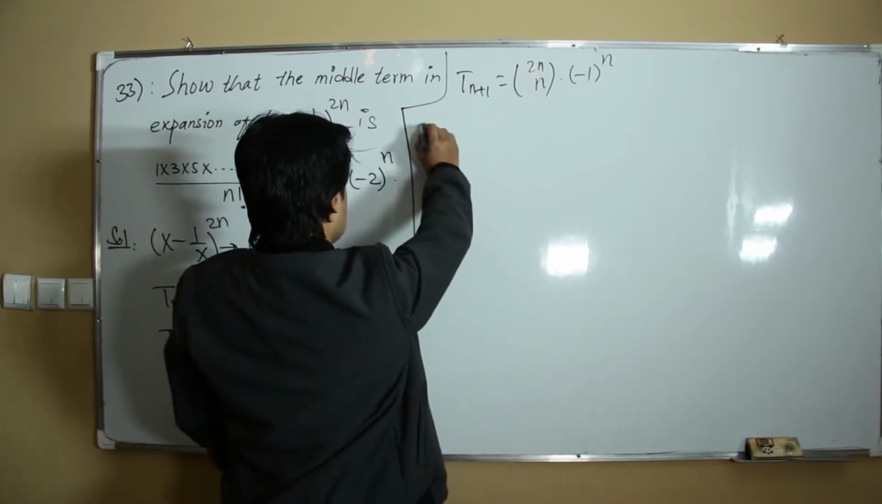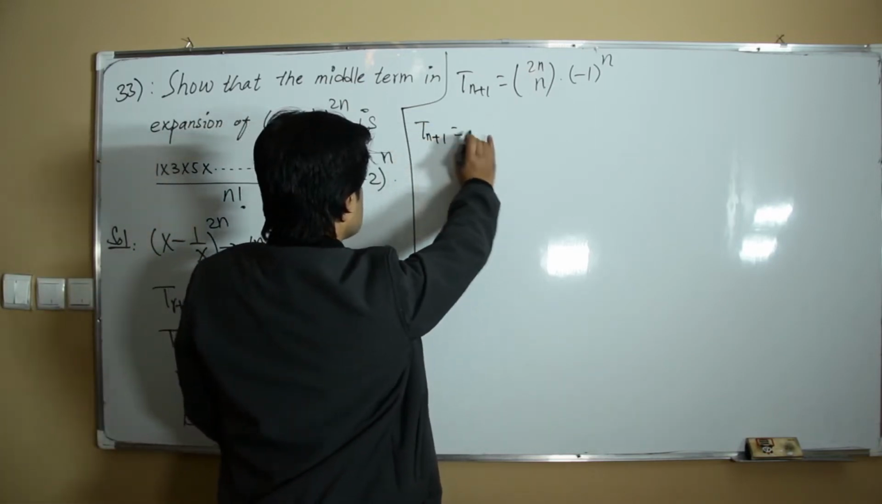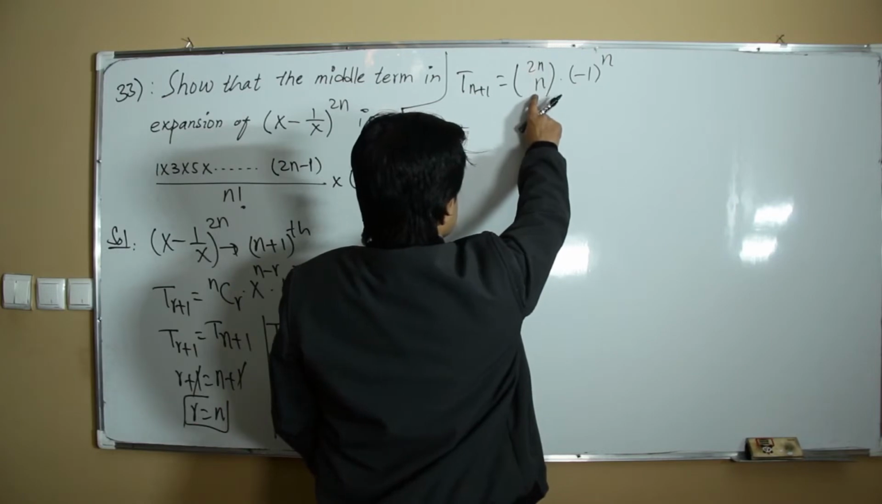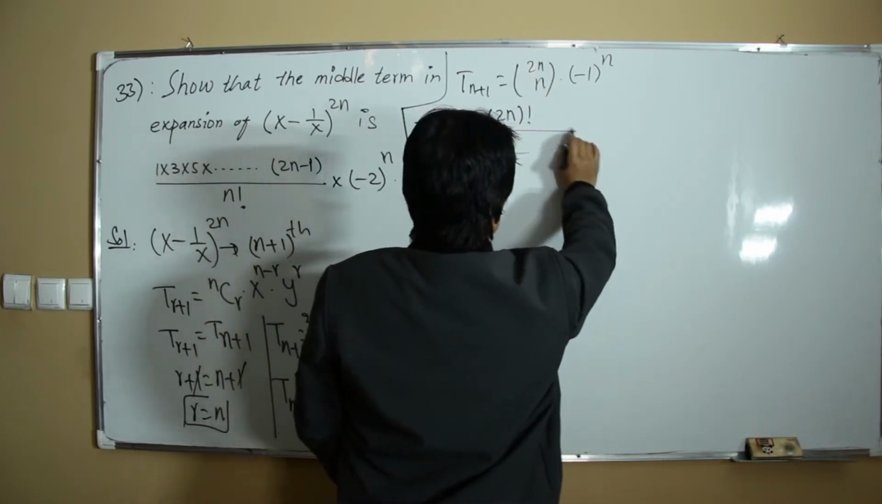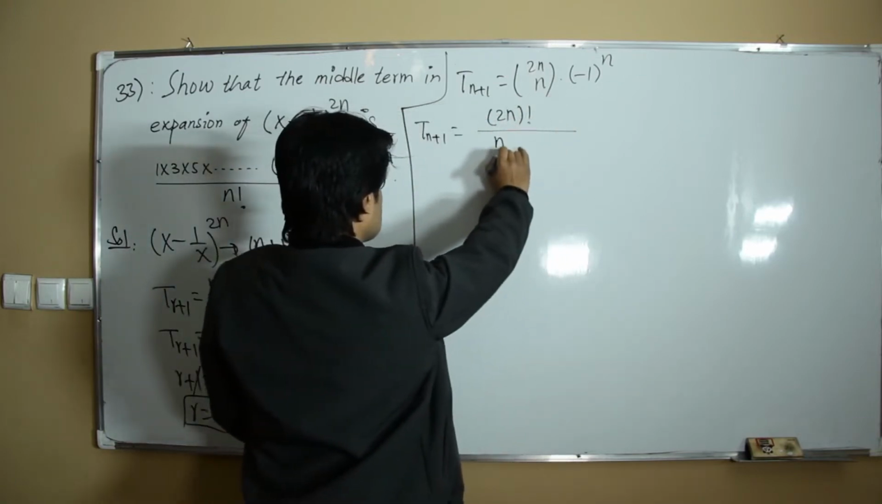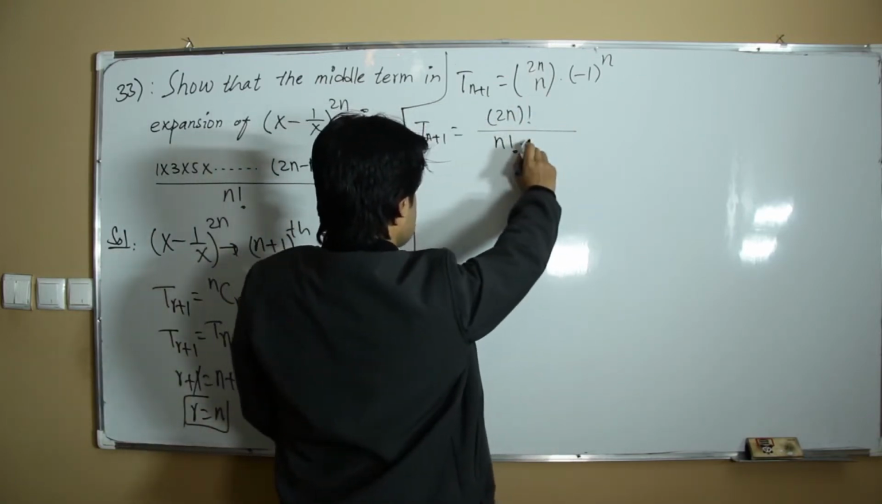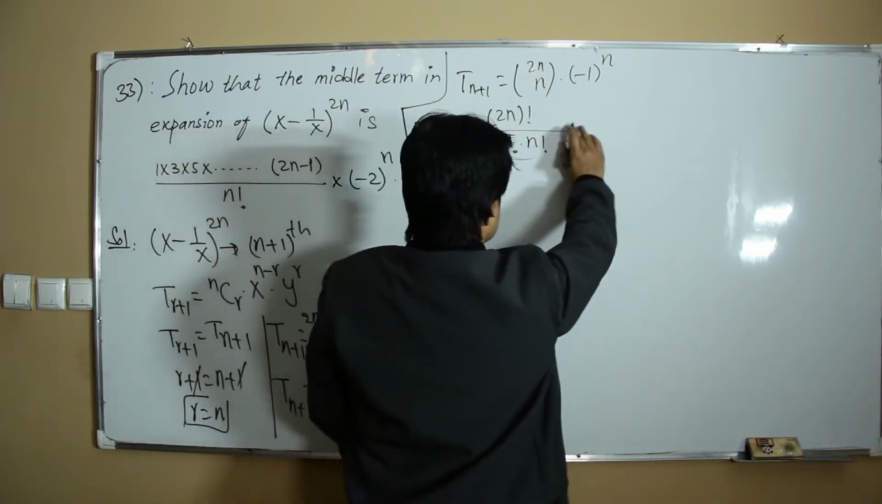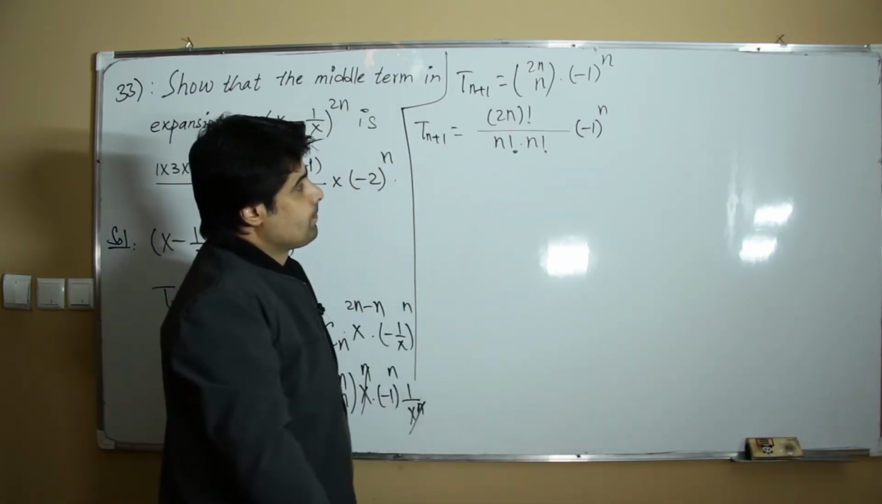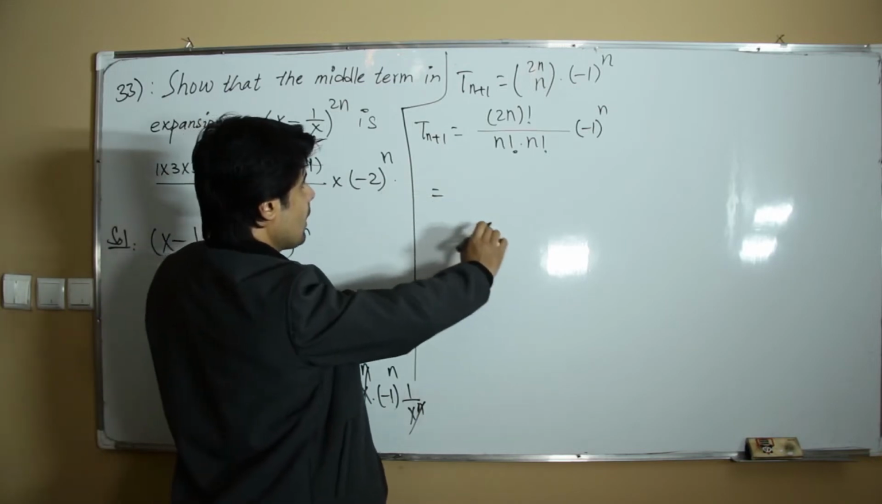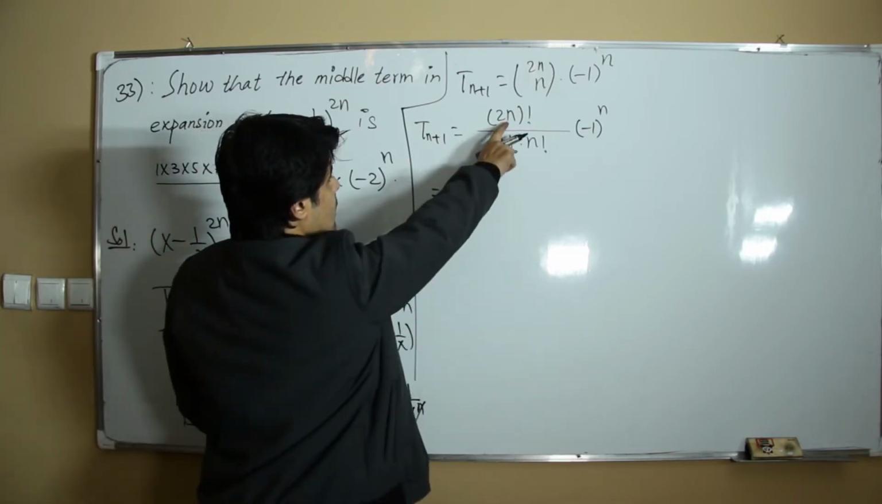Now T_{n+1} is equal. How can you simplify this one? It is (2n)! divided by (2n minus n)!, which is n!, times n!, times minus 1 raised to the power n. Now it's equal. What does it mean?